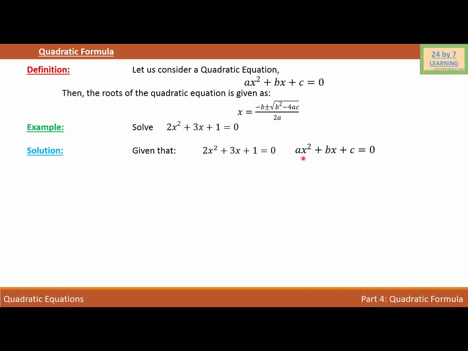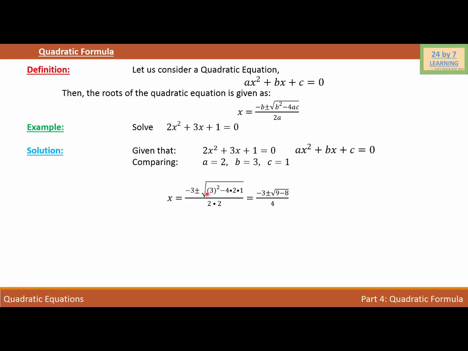And if I compare, as you can see, my a is equal to 2, b is equal to 3, and c is equal to 1. Which is over here. So as you can see, a is 2, b is 3, and c is 1. Let's substitute the values in this equation. So we can write x is equal to negative 3 plus minus square root of 3 squared minus 4ac, which is 2 times 1, over 2a, so 2 times 2.